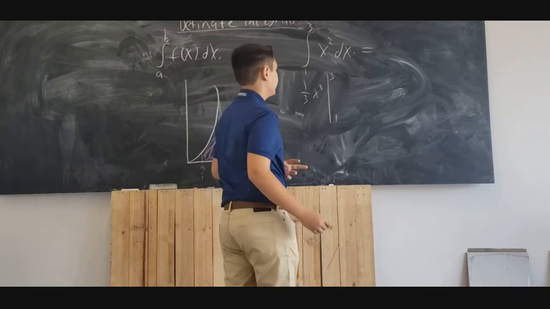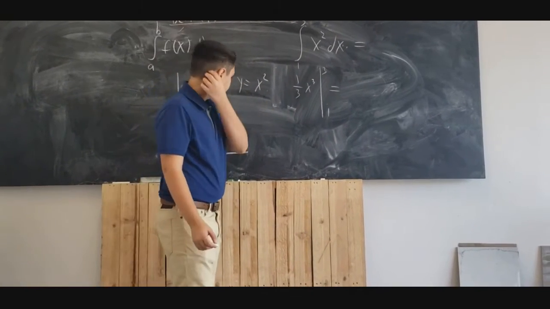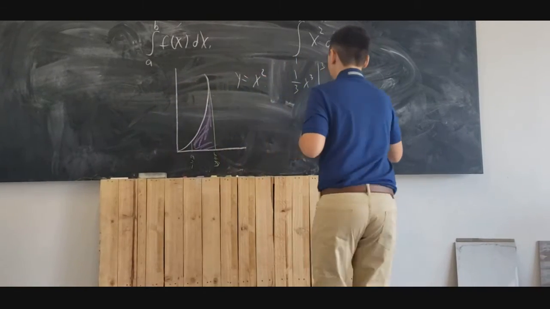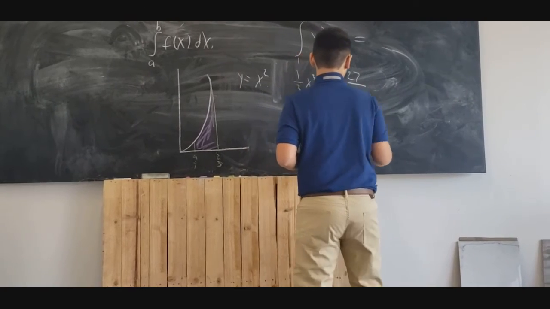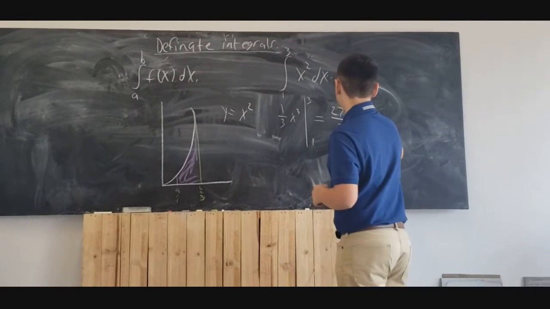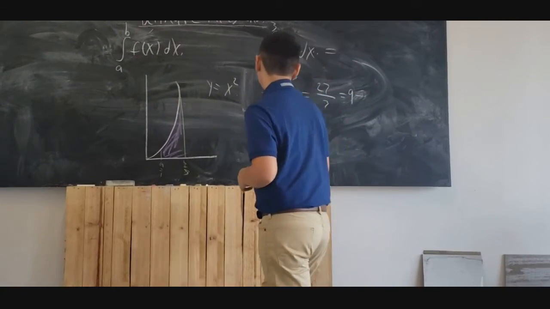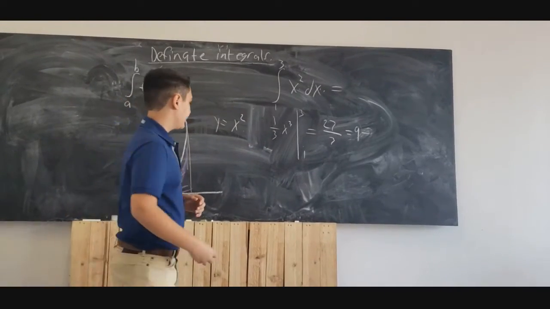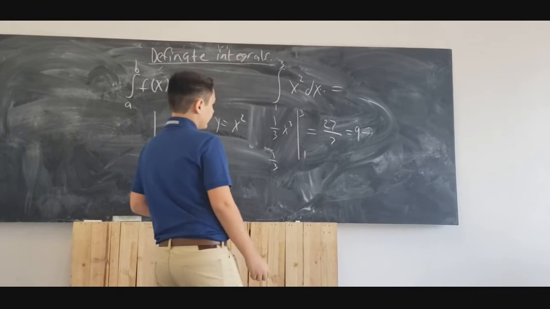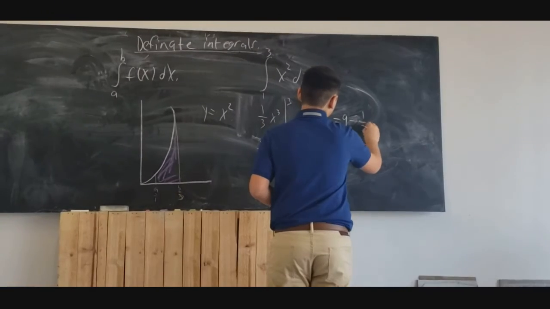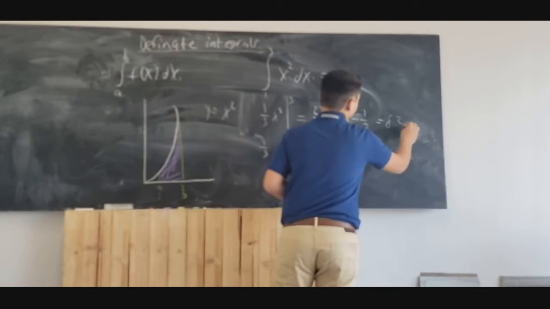We're going to evaluate this, right? First we're going to plug in 3 into this. So it'll give us 3 cubed over 3, so 27 over 3. That's your first part, which is equal to 9. Minus, we plug in 1 into this, and it'll give us 1/3. So this will be 9 minus 1/3. Alright, so this is equal to 8 2/3.